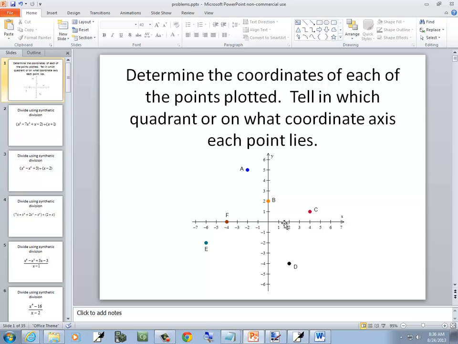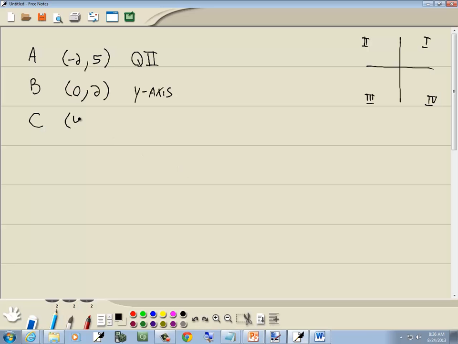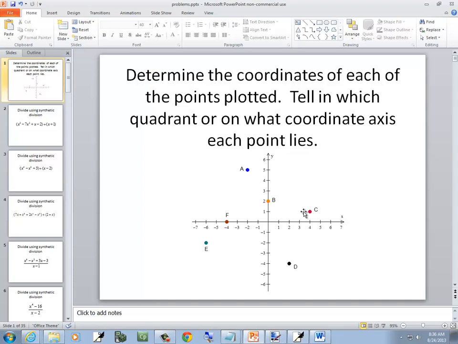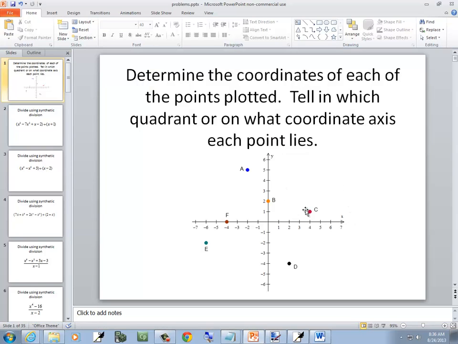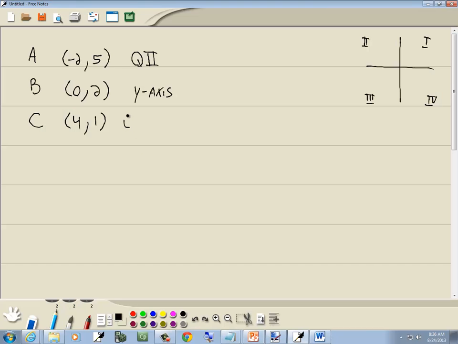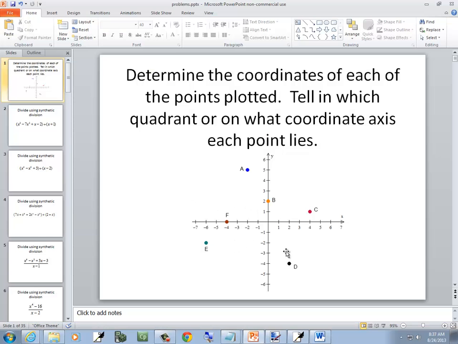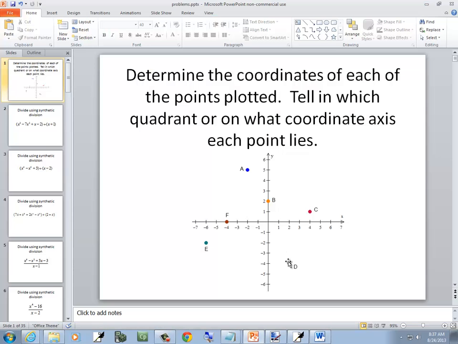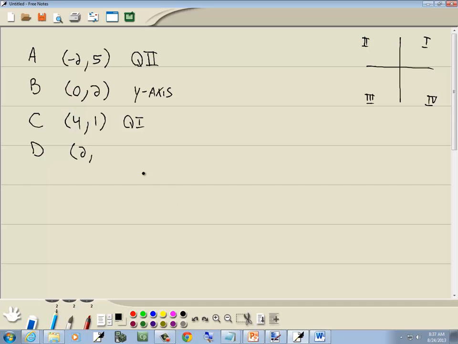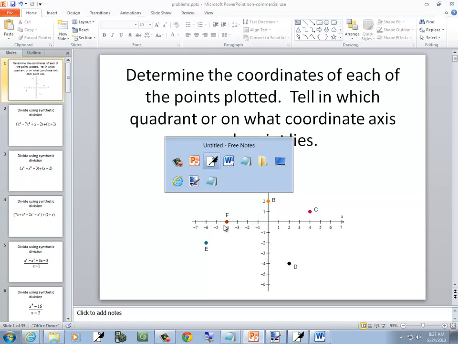C. If I go straight down to my x-axis, that's 4. That's our x part. And if I go straight over to the y, it's 1. So that point would be (4, 1). And this is our first quadrant. Now D. If I go straight up to the x-axis, it's 2. And if I go over to the y-axis, it's -4. So it would be (2, -4). And this quadrant down here is quadrant 4.